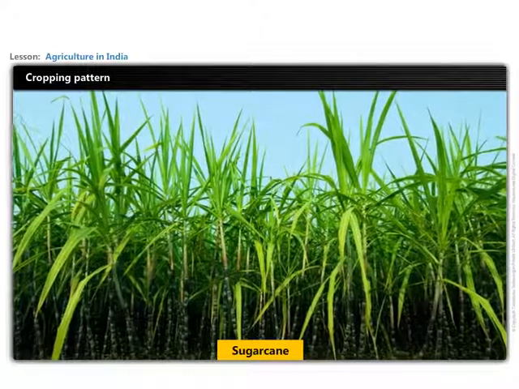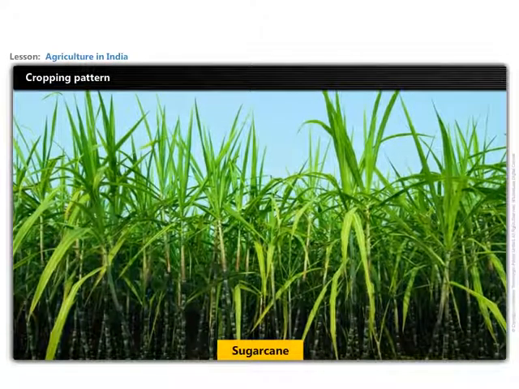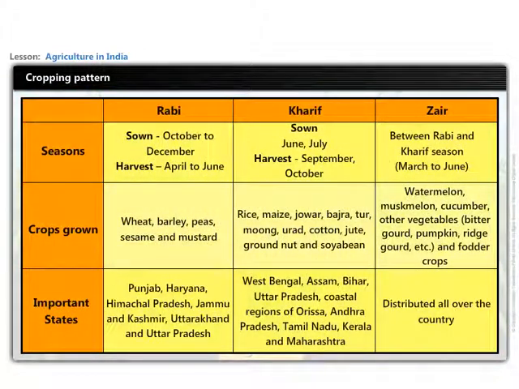Some crops like sugarcane take almost a year to grow. Have a look at the table to view the cropping pattern of our country at a glance.